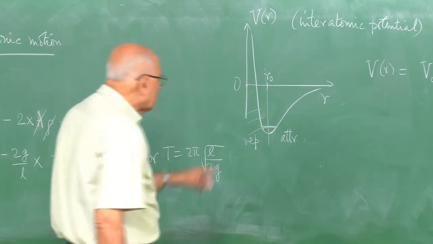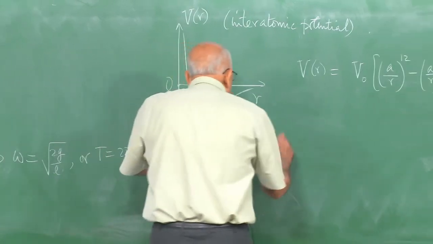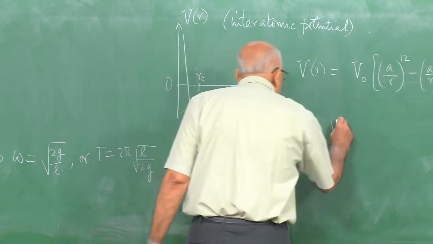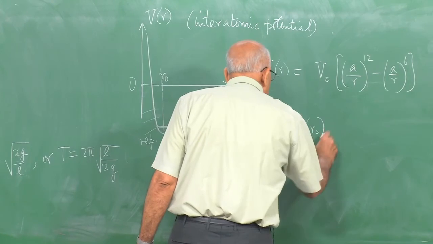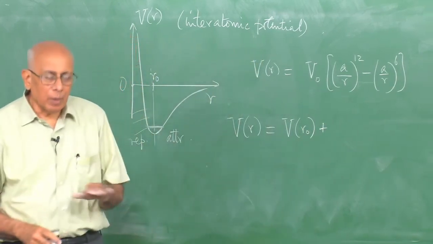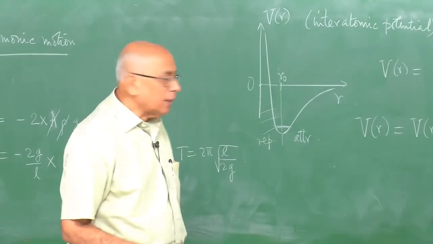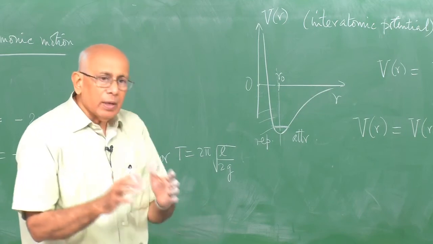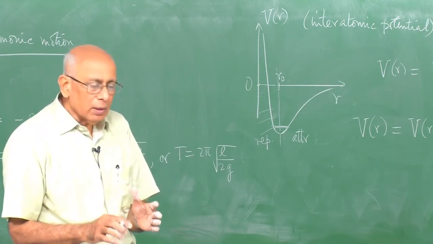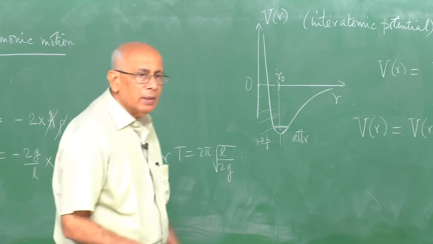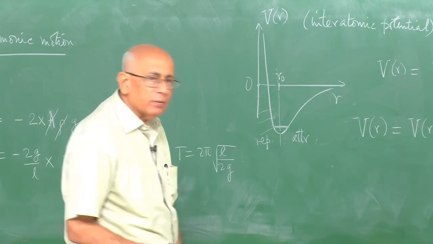So as long as you have small oscillations about this point, the potential V of r about this point can be written as V of r naught plus, and I do a Taylor expansion of this potential about that minimum. And the Taylor expansion, if you recall, says the value of the function at point r is the value at some given point r naught plus r minus r naught times the first derivative at that point plus the square times the second derivative and so on.